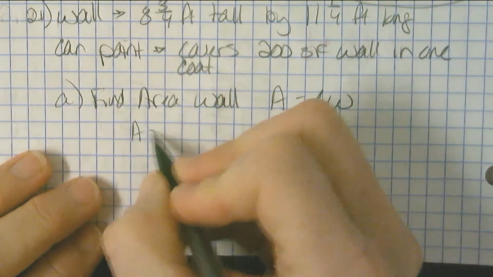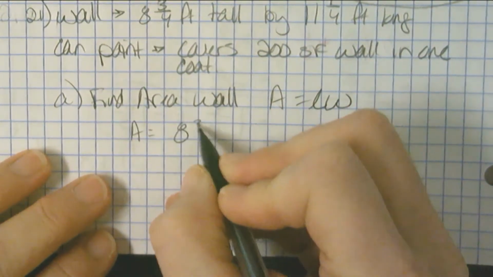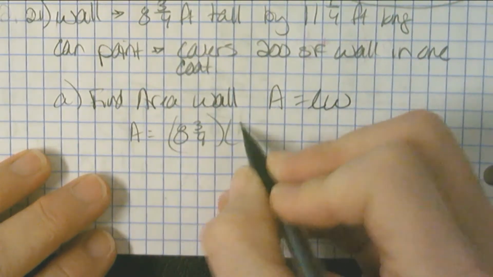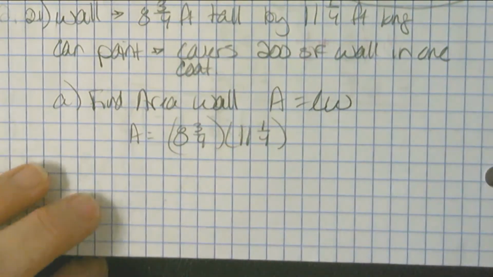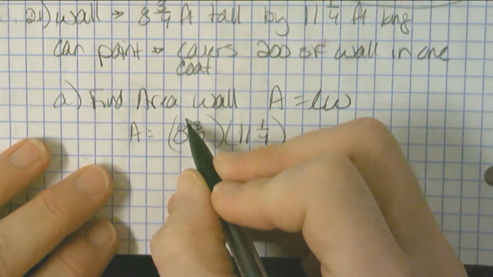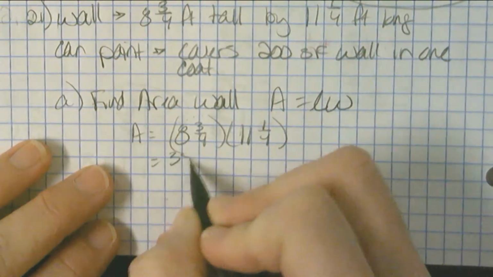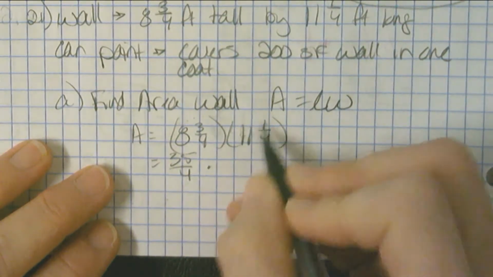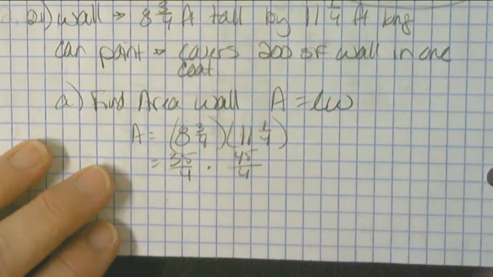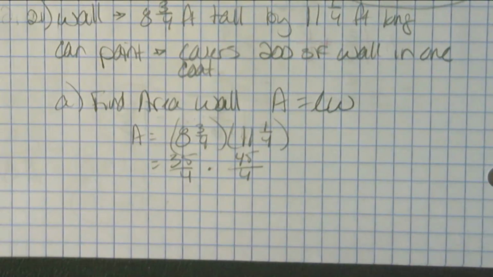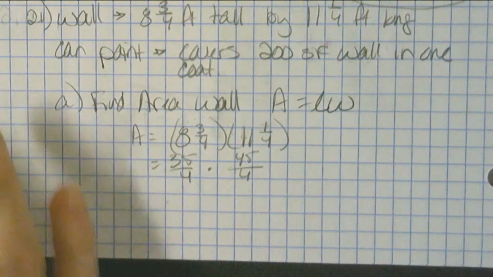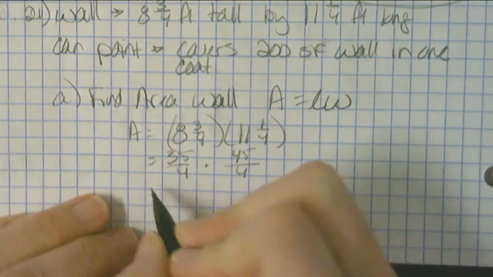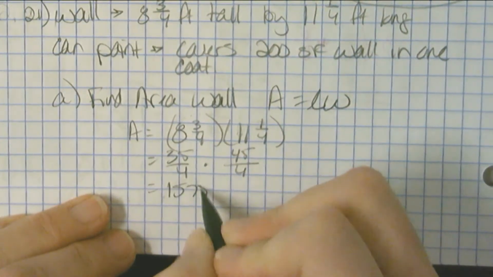So I have area is equal to 8 3/4 times 11 1/4. All right, so that's 32, 33, 34, 35. So this is 35/4 times, that's 44 plus 1. I'm sorry, 44 plus 1 is 45. So AJ, you good so far? Okay. I cannot divide out common factors. So I have 35 times 45. This gives me 1575 over 16.